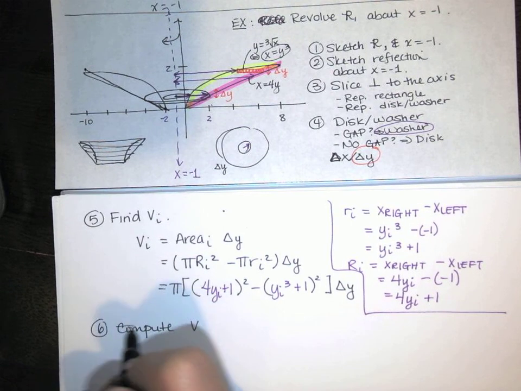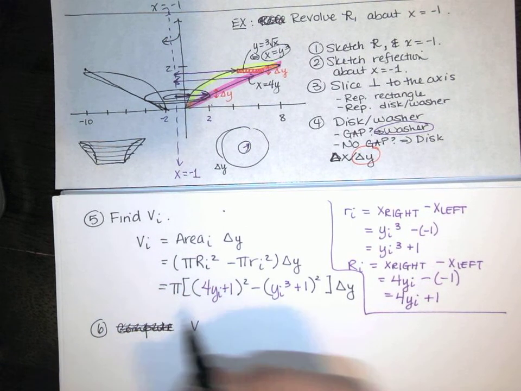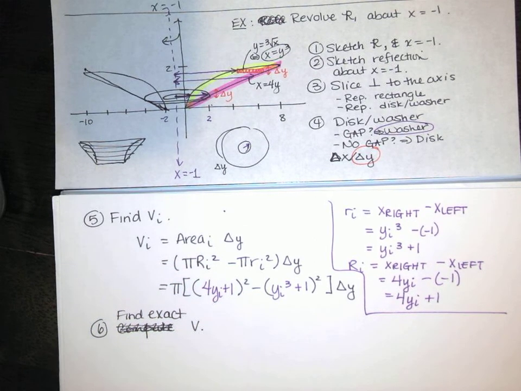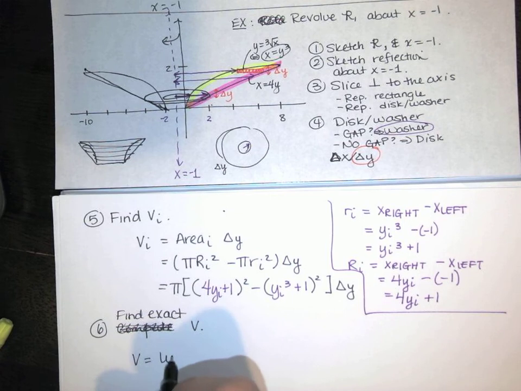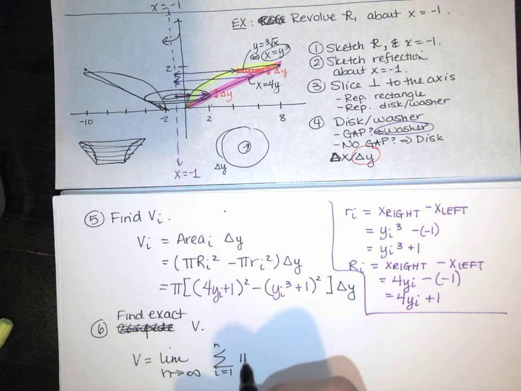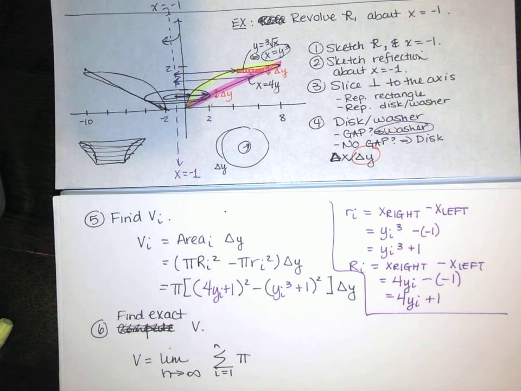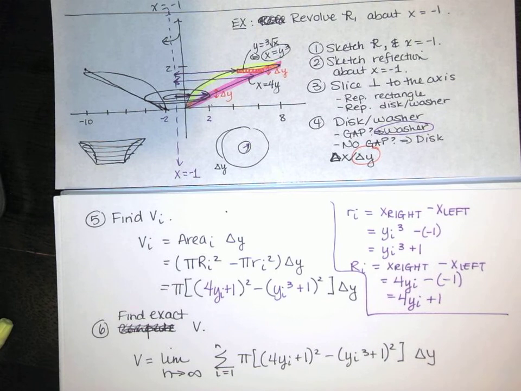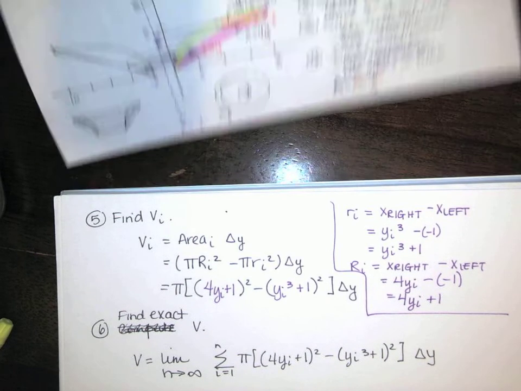Now I'm not really computing, I'm just setting this up. I'm going to say, find the exact volume. And the exact volume is the limit as the number of slices goes to infinity, or alternatively, as that delta y goes to 0. And we're summing these as i goes from 1 to n, because there were n slices. It's the volume of the first plus the volume of the second plus the volume of the third, all the way up to the volume of the nth. And that is the definition of an integral.